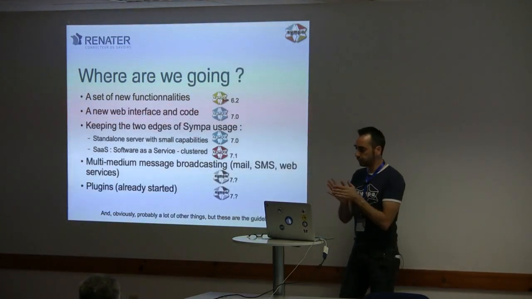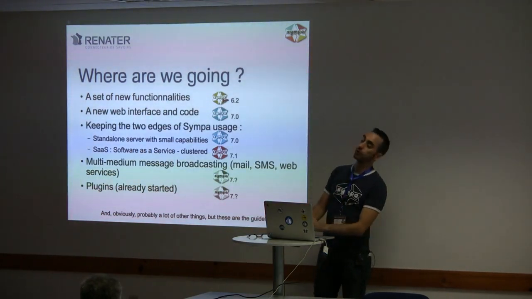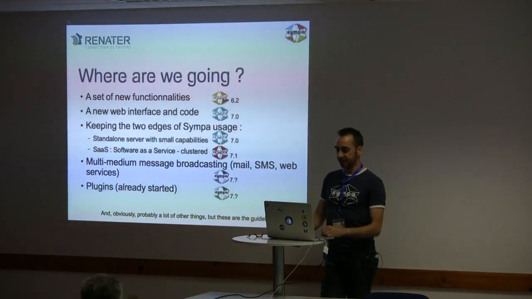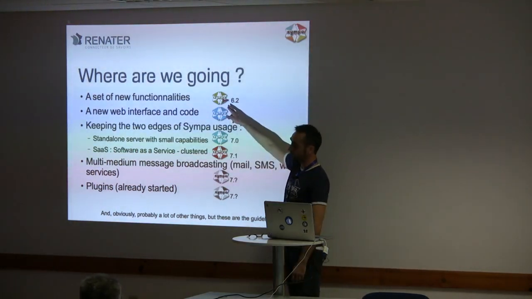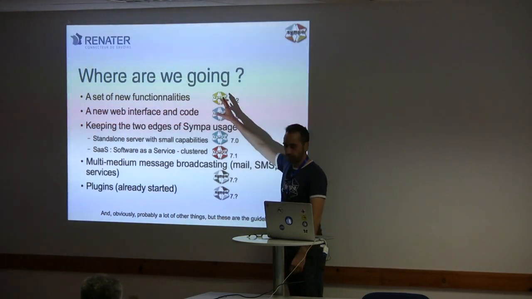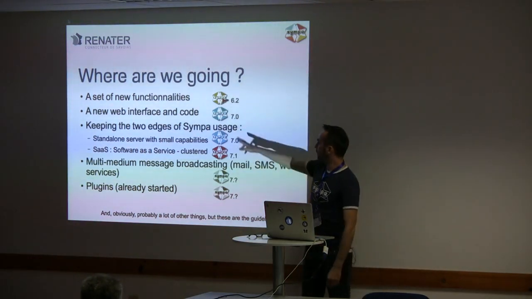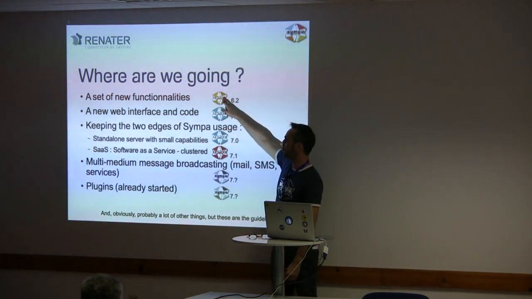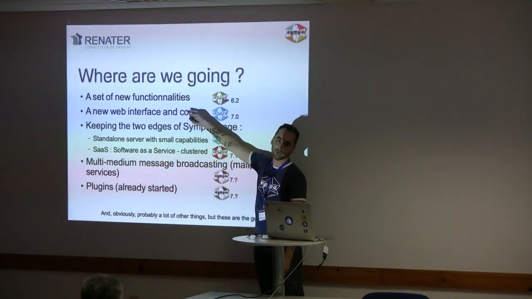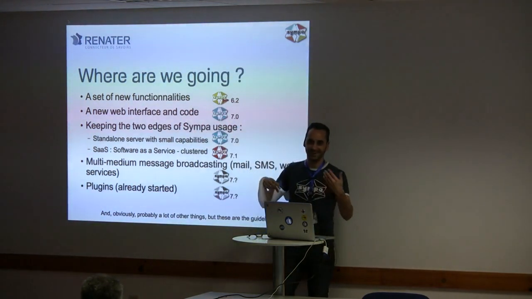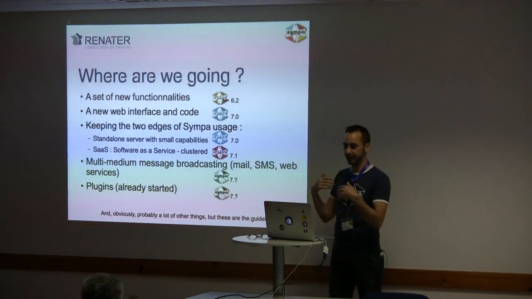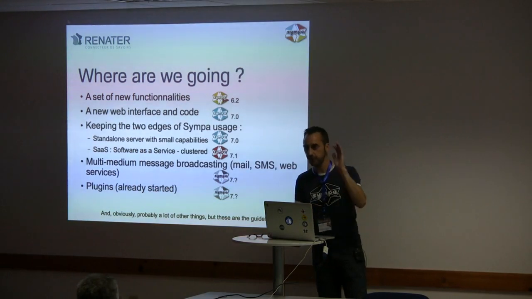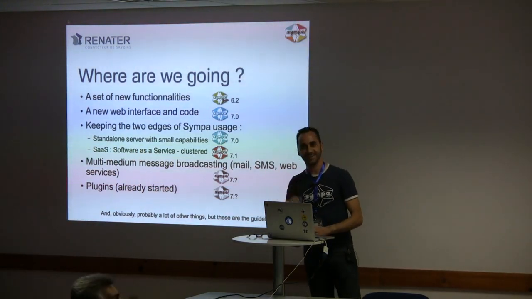So, what's the future for Sympa? 6.2 is almost ready. We have a very large test matrix, which is only done manually now. And it will go beta very soon, I hope. I hope for October. 7.0 will have the same functionalities as 6.2, but with new code and a new web interface, just to encourage people to install it. It's a contribution from New Zealand. Thank you. Steve, if you look at it, thank you again.